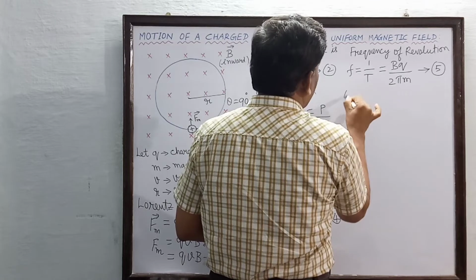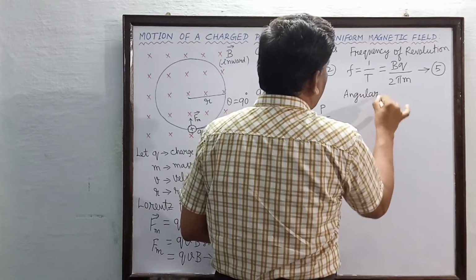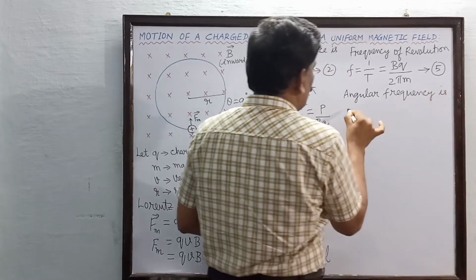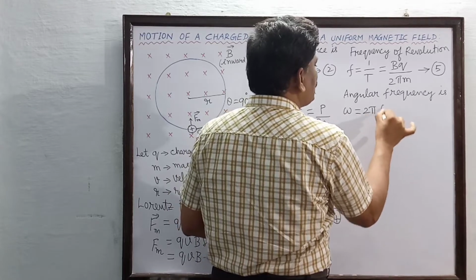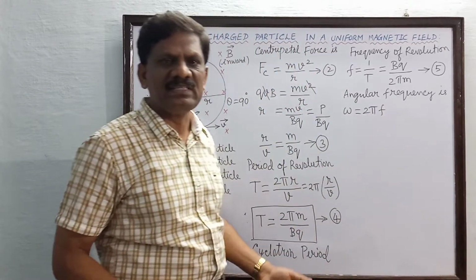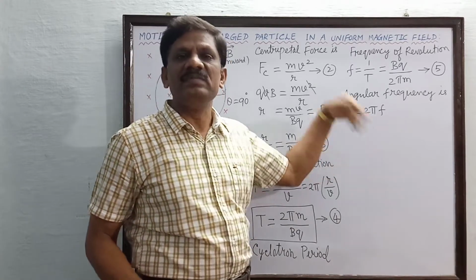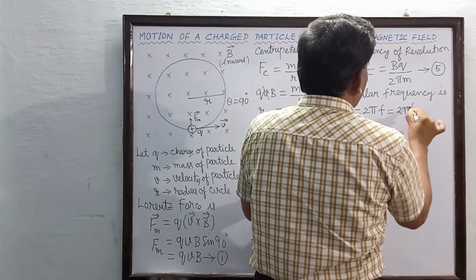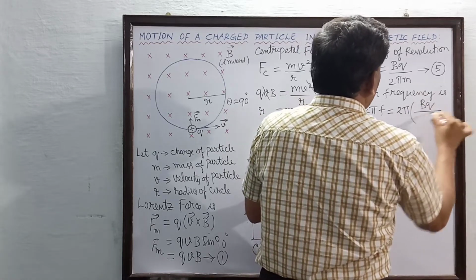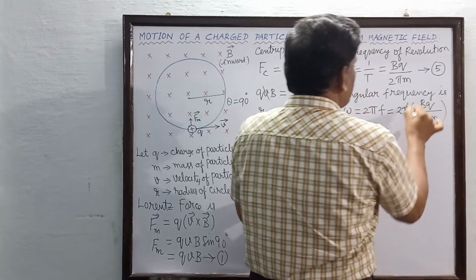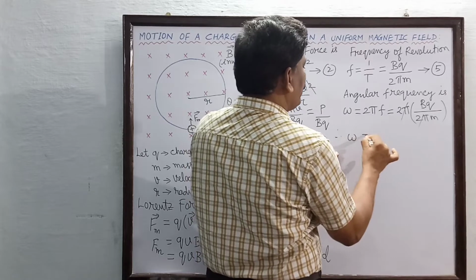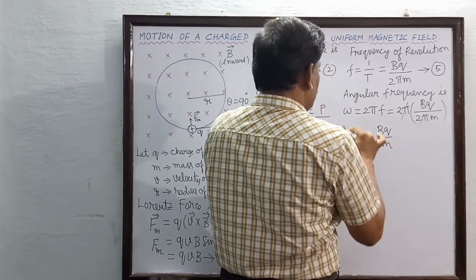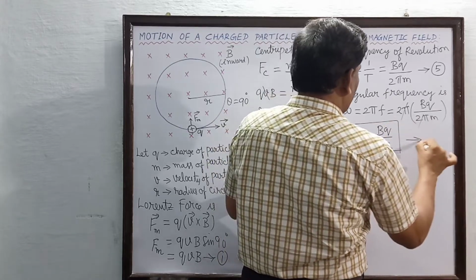Now what is the expression for the angular frequency, which is denoted as omega? Omega is equal to 2 pi times the actual frequency. We have studied this in the 11th standard. So this is equal to 2 pi multiplied by bq divided by 2 pi m. The 2 pi is cancelled. Therefore angular frequency omega is equal to bq divided by m. This is equation number 6.